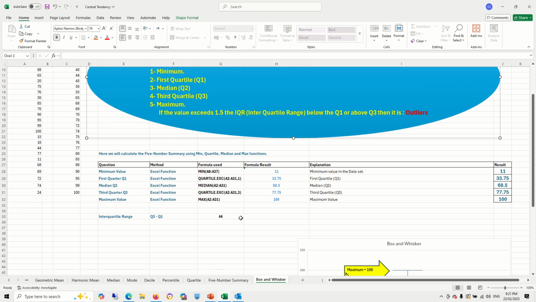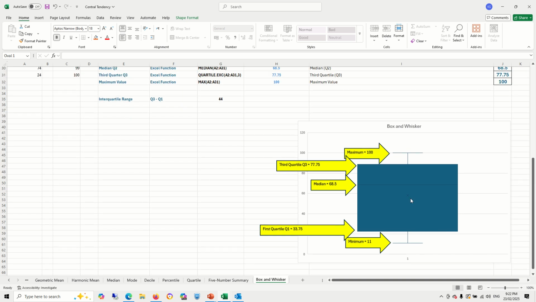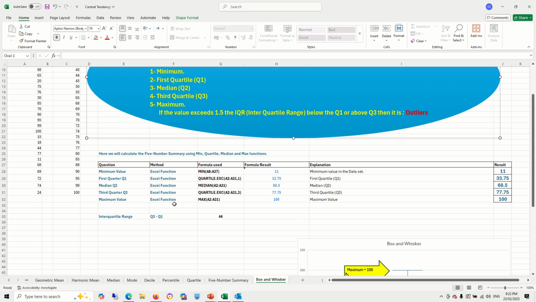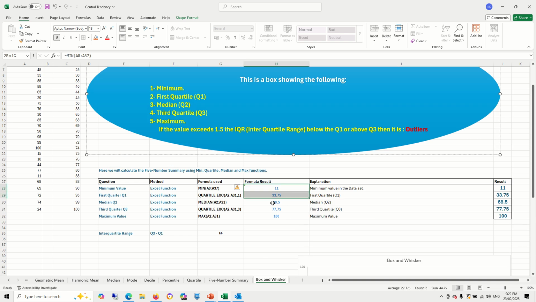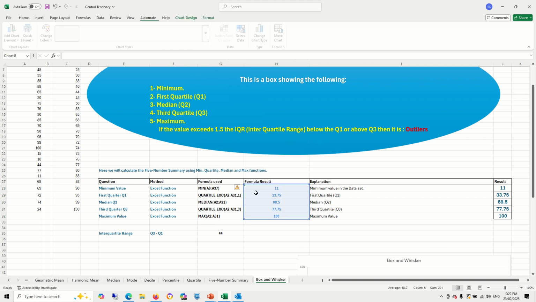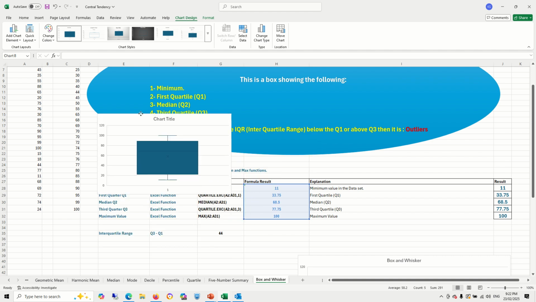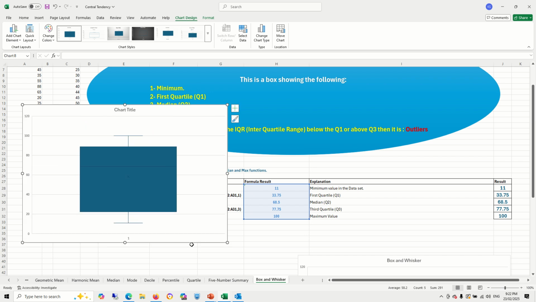So using the same example, for this data set, we got this 5-number summary, as you see. Now let us see what is box and whisker. This box and whisker can be obtained directly when you highlight the 5-number summary and go to Insert, then go to Statistical Chart, and here you go to Box and Whisker. As you will see, it will give you directly the box and whisker. So you don't need to make any special calculation.